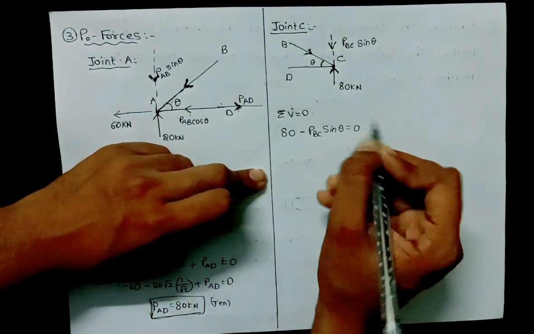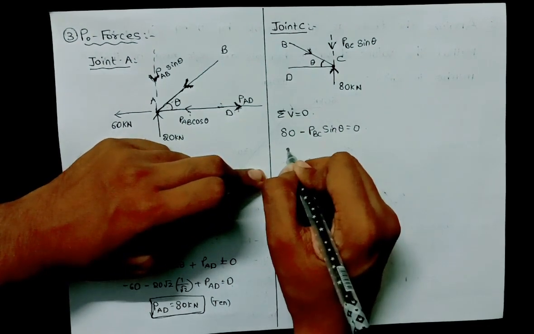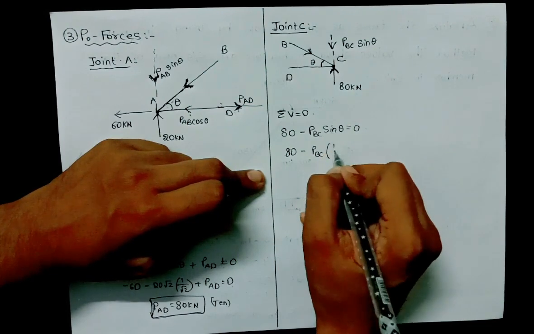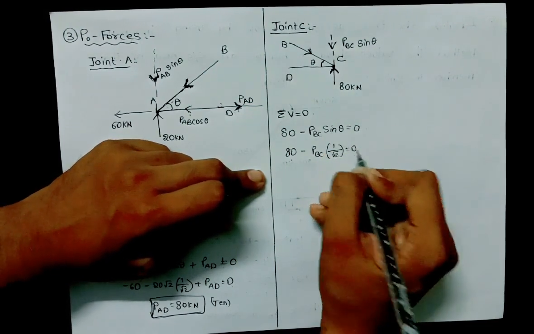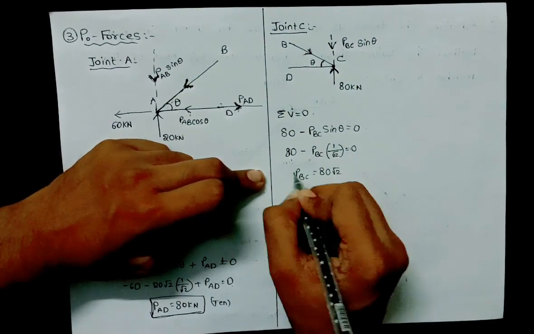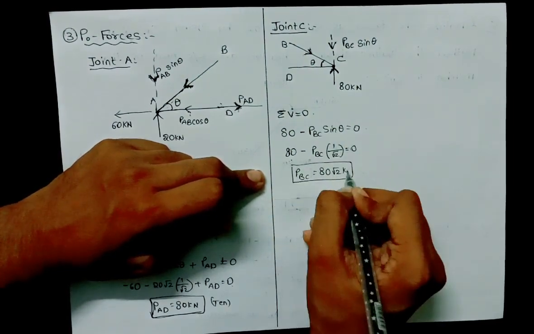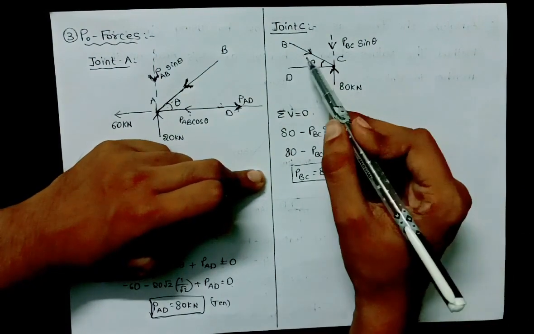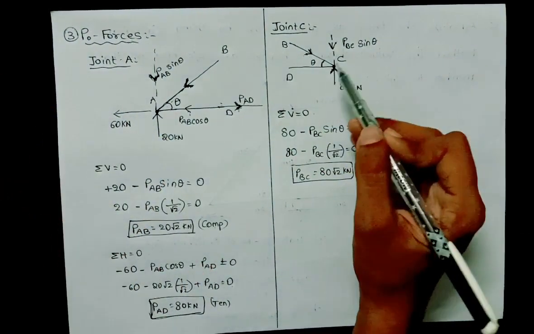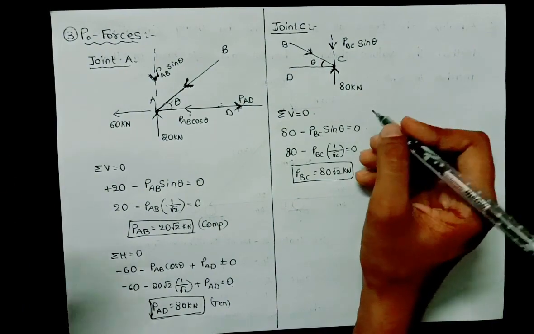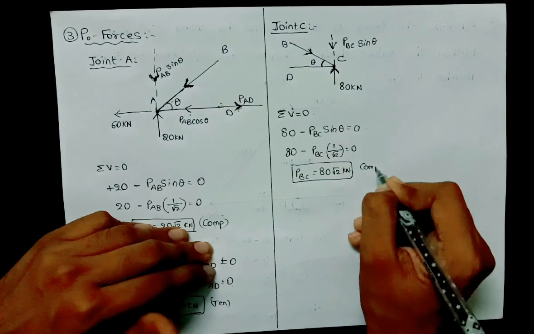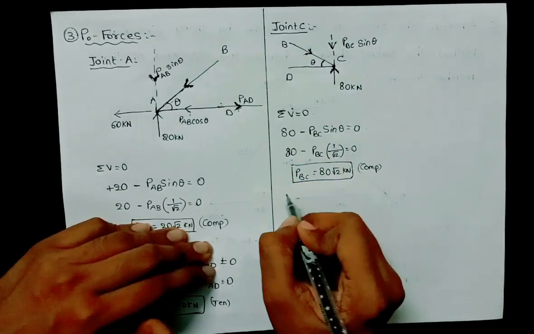equal to 0. Therefore 80 minus PBC into sin theta, which we got as 1 by root 2, equal to 0. Therefore, PBC is equal to 80 root 2 kilonewton. Okay, this arrow is pressing the joint C, towards the joint, so it will be in compression.